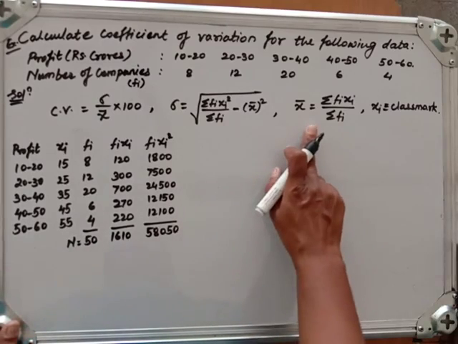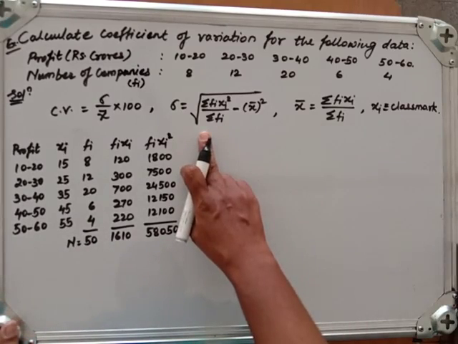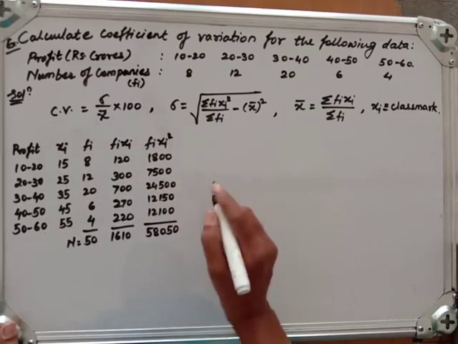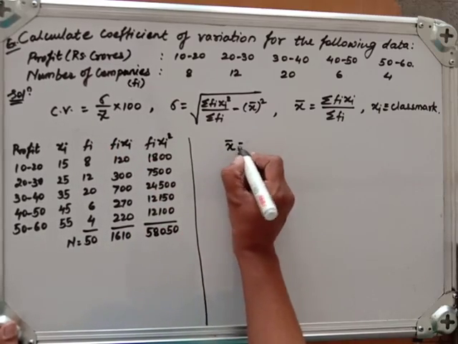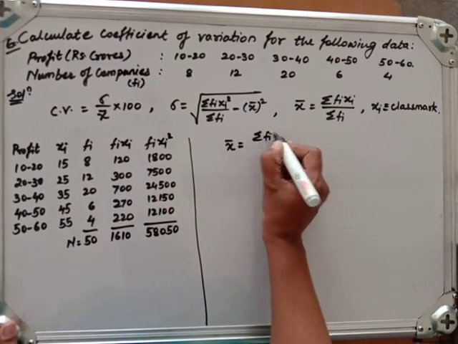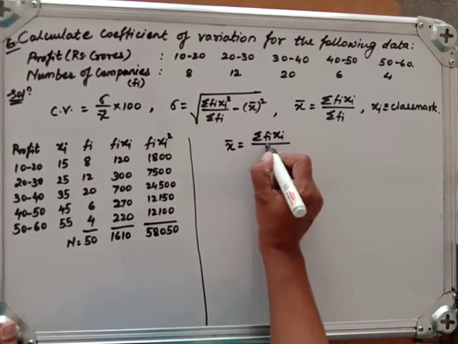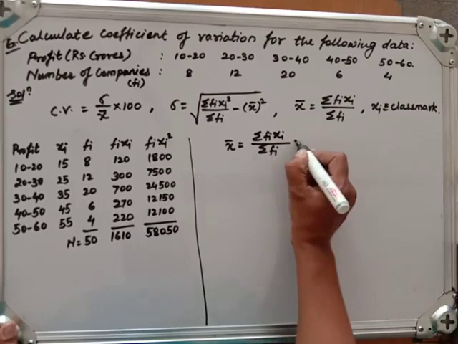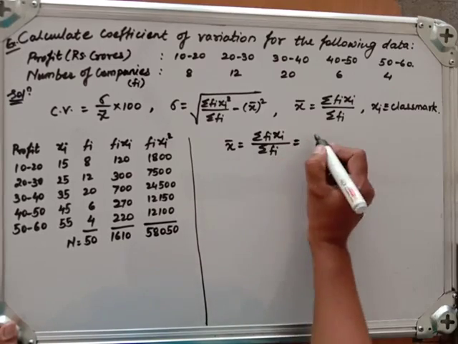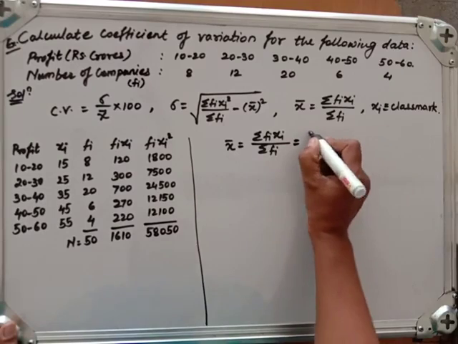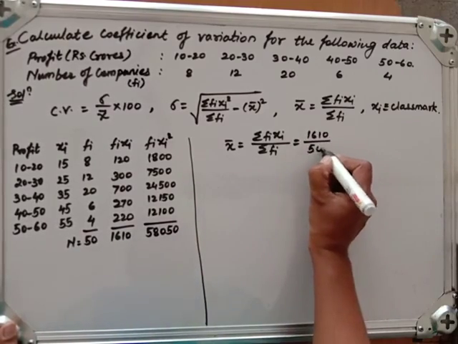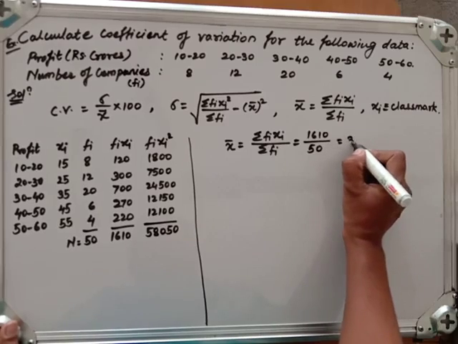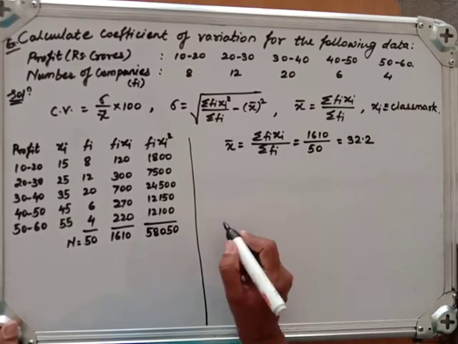First of all, find x bar. Later on, let us go for the standard deviation and then for CV. So what is x bar? X bar is summation Fi xi upon summation Fi, that is the arithmetic mean. So here we have 1610 upon summation Fi, which is 50. So our mean will be 32.2.